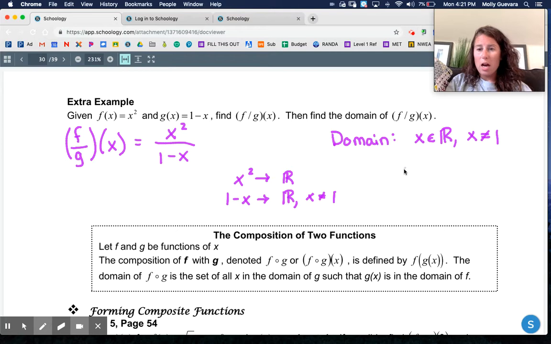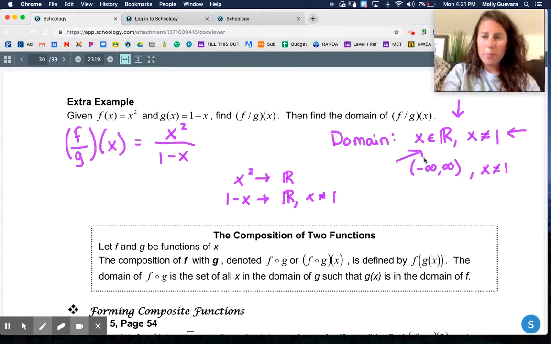Okay, there are other ways that you could write it, right? You could do it in interval notation and say x cannot equal 1. That would be okay as well. But this is the one that really makes the most sense here.